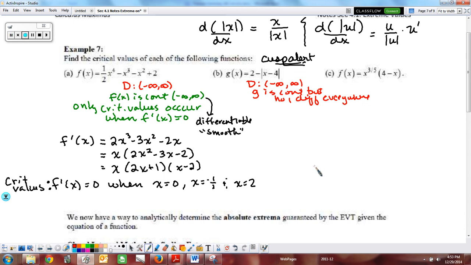So we need to know when our derivative is 0, and we're going to need to know when our derivative is DNE. So we're going to check both f prime of x equal to 0 and DNE for our critical values.